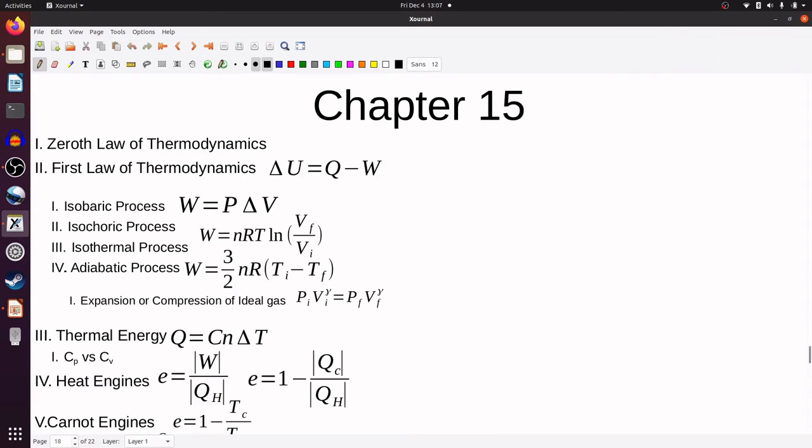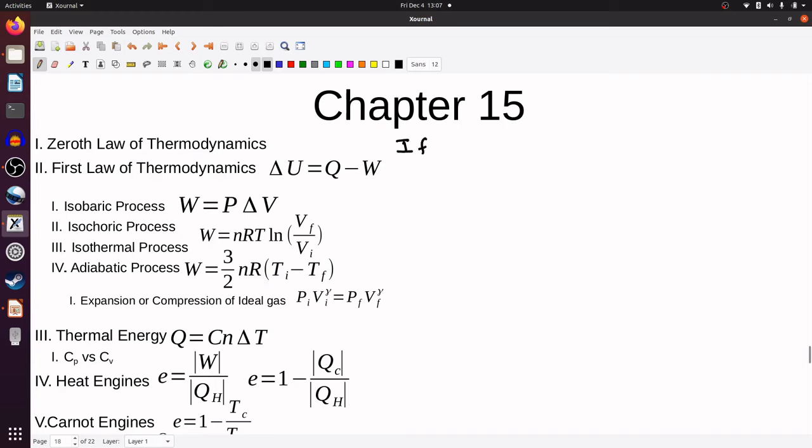A couple things I wanted to point out about Chapter 15. Chapter 15 was a lot about thermodynamics, particularly the laws of thermodynamics: the 0th law, the 1st law, the 2nd law, and so forth. The one we focused on the most was the 1st law, which is that the change in internal energy is equal to the heat, Q, minus the work done. There are 2 situations that are important to know.